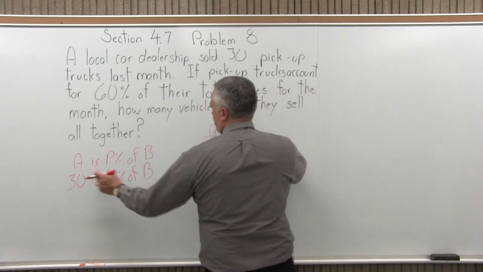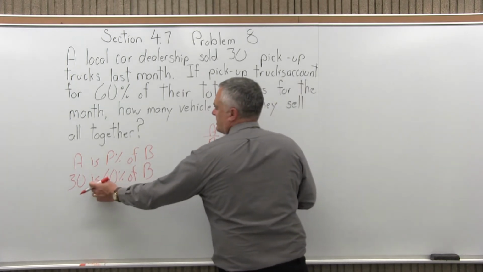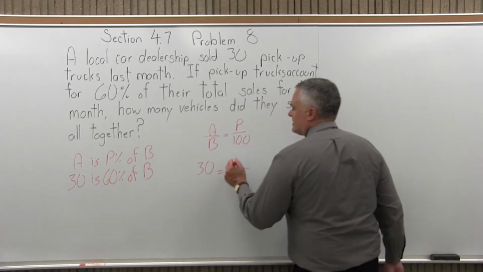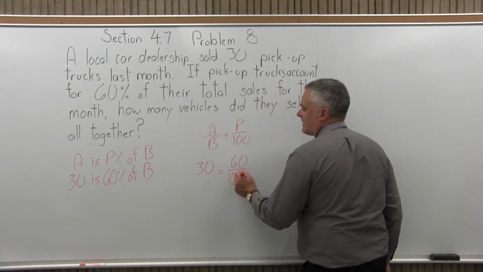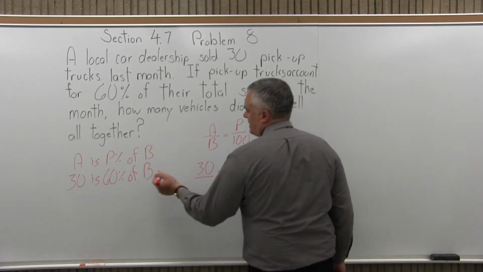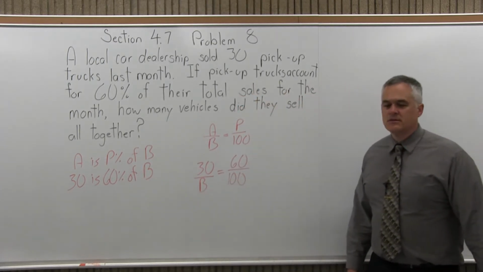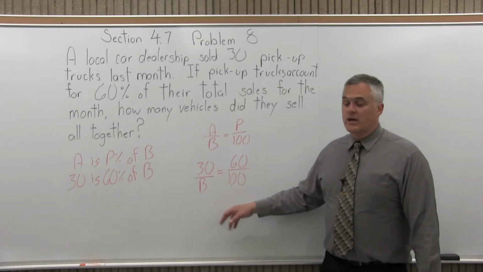So the A that I have to plug in is 30. Equals really comes from the "is," 60%, so the P is 60. The percent is really where the 100 comes from. And then B is unknown, so it stays B. So I filled in the formula. I have only one unknown, so I can solve for that unknown.